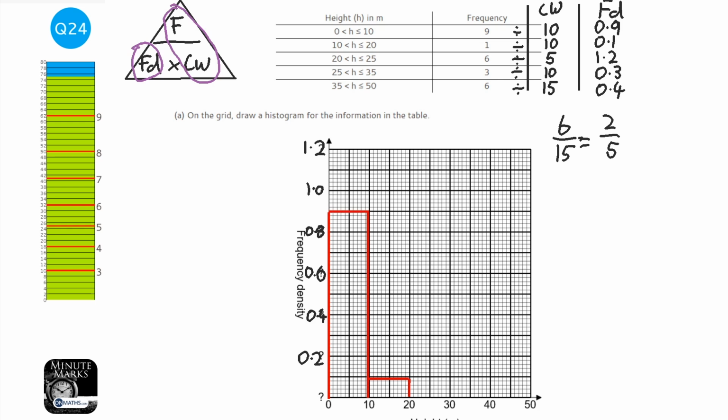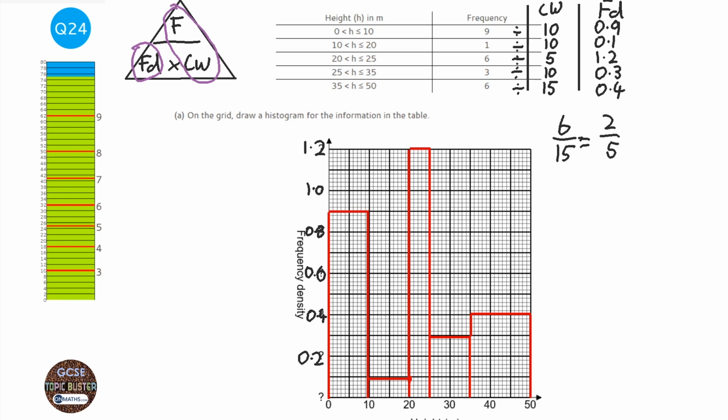So 20 to 25, so we've got to be careful with this one because it's only one square across. Let's try and get it as close as I can. So that's 1.2, but it's only 1 square across. Okay, next one, 25 to 35 is 0.3, so that would be there. And last one is 35 to 50 and 0.4. So we go up one and then we finish that off.